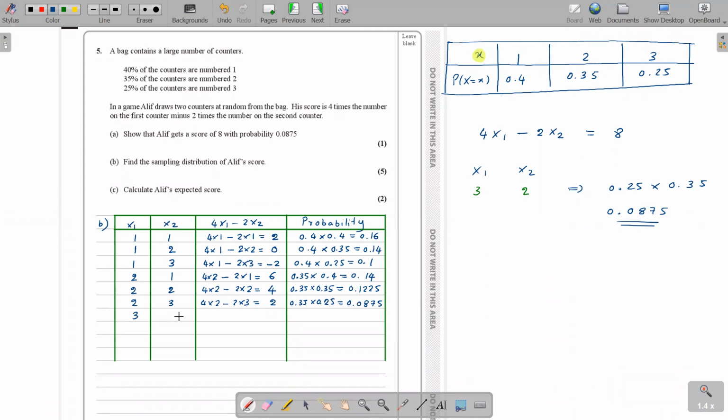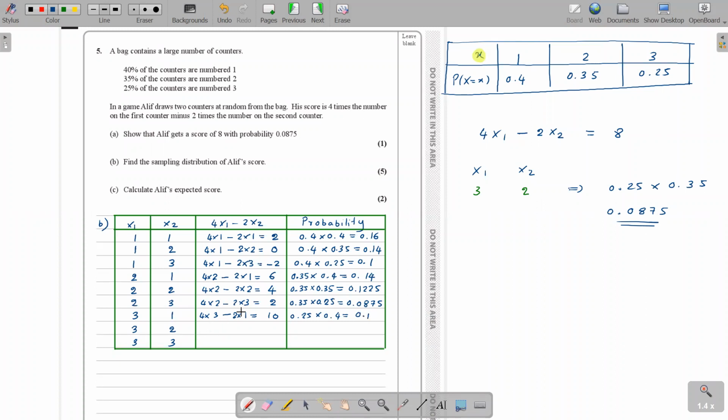Next, 3 and 1, right? 3 and 1, 3 and 2, 3 and 3. That's it, right? This is the distribution. 3 and 1, so 4 times 3 minus 2 times 1: 4 times 3, 12, minus 2 is 10. The probability is 0.25 times 0.4. How much is it? 0.25 times 0.4 is 0.1.